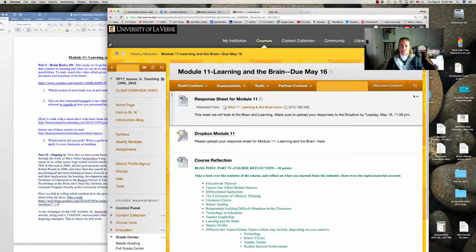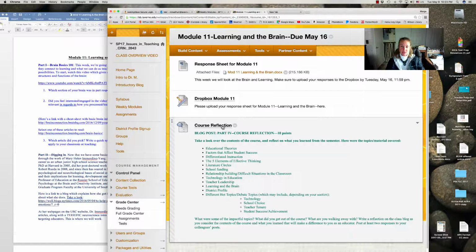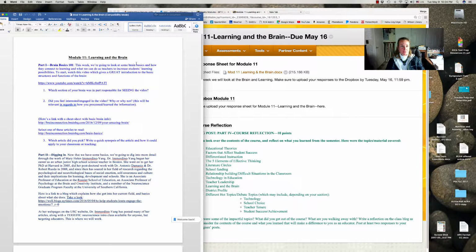As usual, you will download the response sheet, which has all the links and response places you need, along with a Dropbox to upload your response sheet when you're done. You'll also be doing a reflection on the course as a whole and a Padlet I'll get to in a minute. So first, let me just walk you through a little bit about this week.